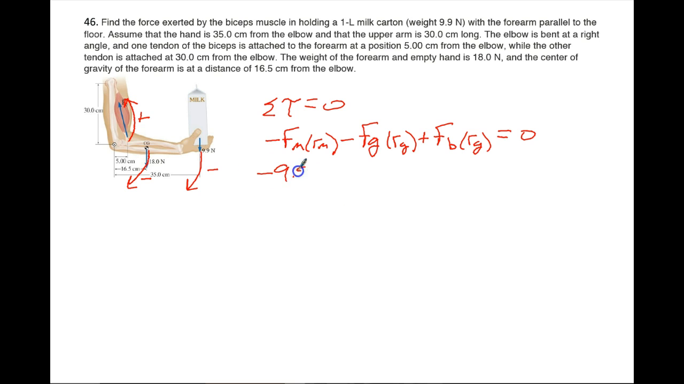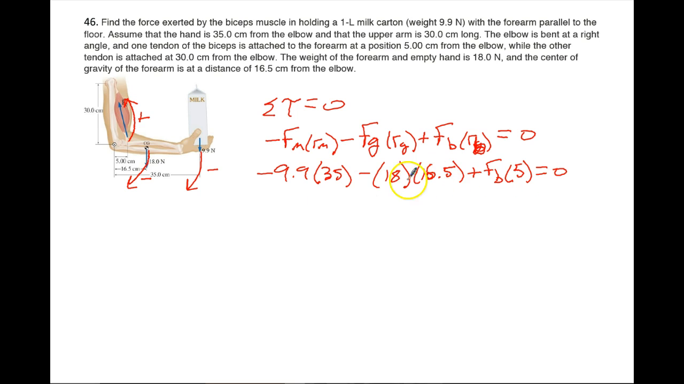Force of the milk we know is 9.9 newtons. Radius of the milk is 35 centimeters. We're going to leave it that way because remember in this one we're going to solve for FB. Now we're going to subtract off 18 times 16.5. Oops, 16.5. Ooh, that's really ugly. So let's subtract off 16.5. So here's 16.5. And then we're going to add to that FB times the radius of the bicep. I put G there, and this really should be B. And the radius of the bicep is 5, and that's equal to 0.